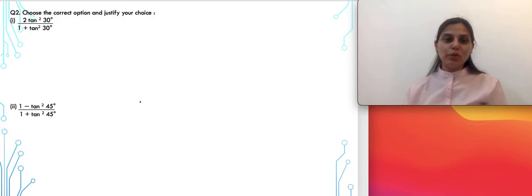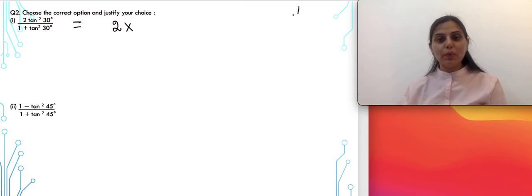Now moving on to question number 2. Here are some choices which are given to you. We are going to solve the question and then eventually you can find out which of the choices is correct. So first let's find the value of 2 tan square 30. Tan 30, the value is given as sin 30 upon cos 30. Now sin 30, if you remember, was 1 by 2 and cos 30 was √3 by 2. So eventually this gives you the value of tan 30 as 1 by √3.